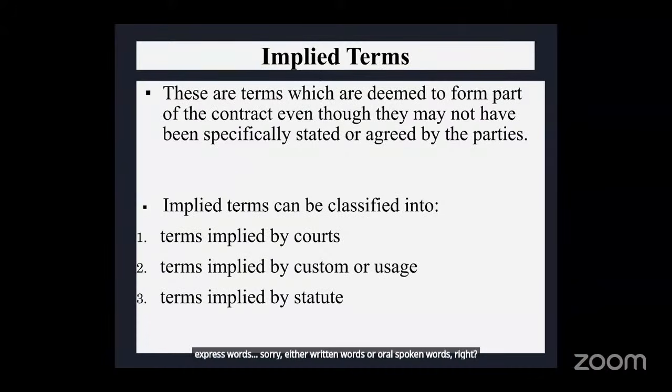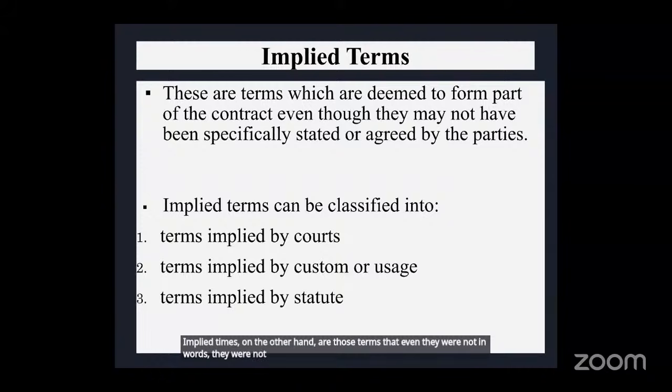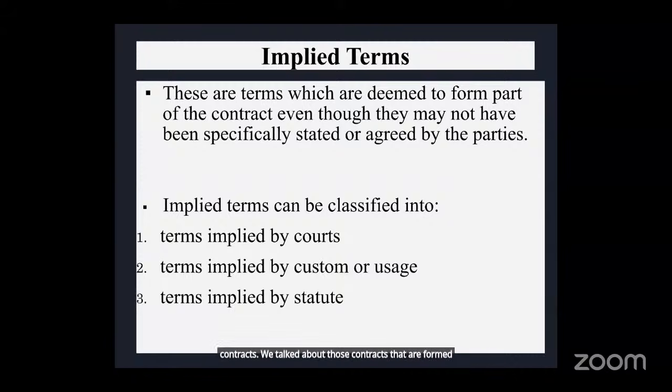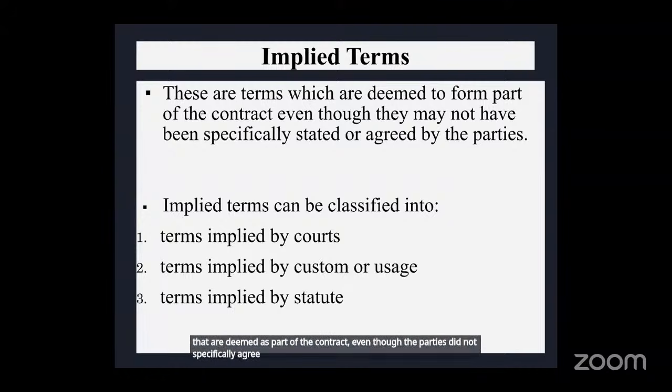And implied terms, on the other hand, are those terms that were not in words, not specifically agreed by the parties. The parties probably did not even discuss them at all. But these terms are read into the contract. Remember that when we talked about implied contracts, we talked about contracts that are formed mainly by the conduct of the parties. In this case, implied terms are terms that are deemed as part of the contract, even though the parties did not specifically agree upon them, did not even discuss or state them.